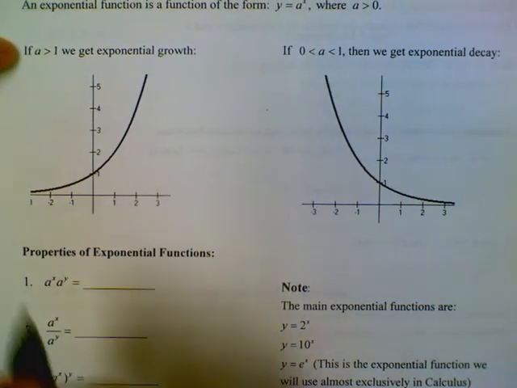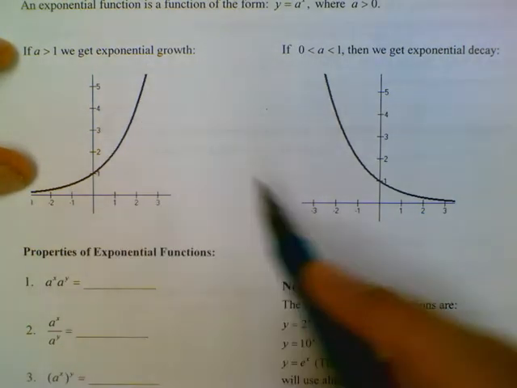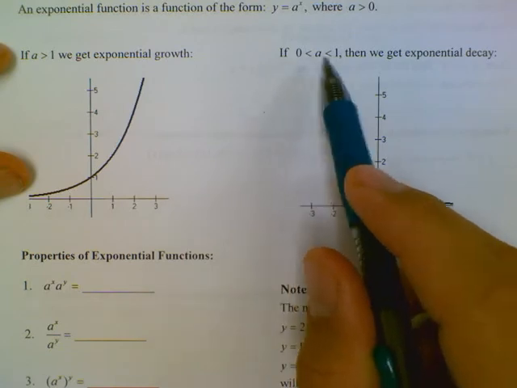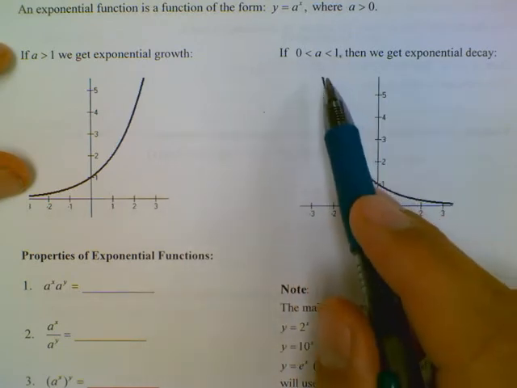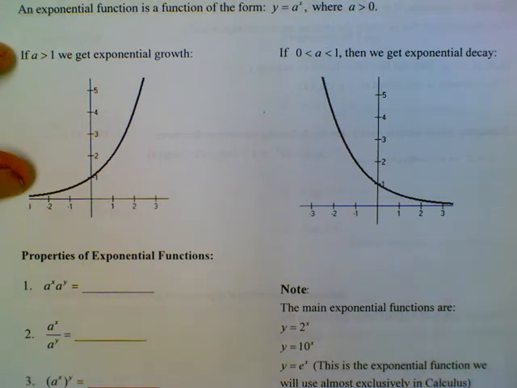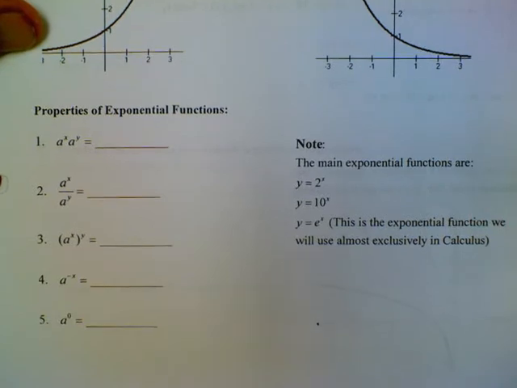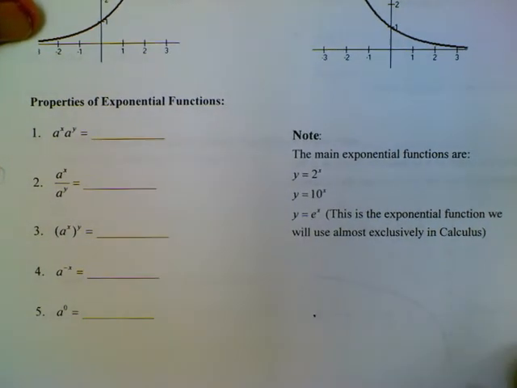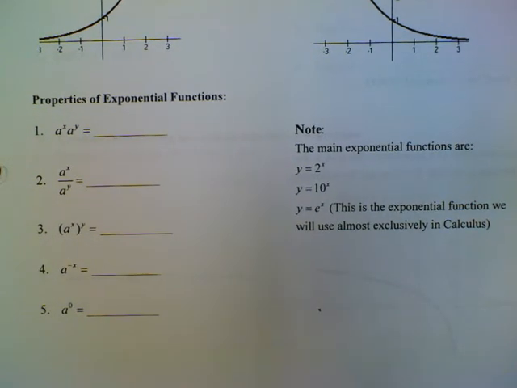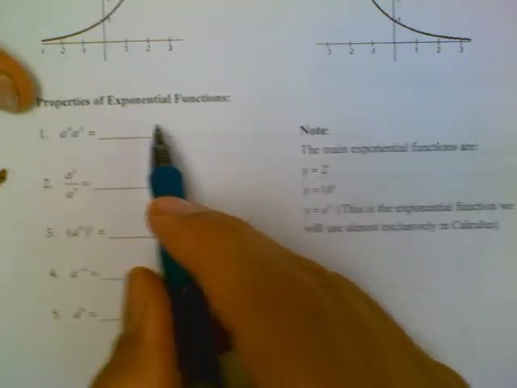If a is greater than 1, we get exponential growth. However, if a is between 0 and 1, we get something called exponential decay. Most of the time it doesn't get much more complicated in calculus. Let's talk about some properties of exponential functions before we move forward.